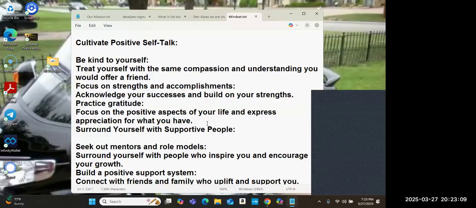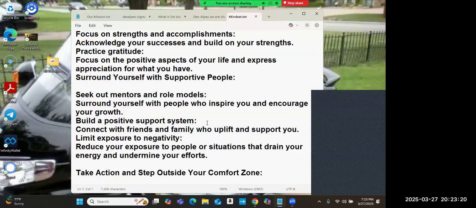Focus on strengths and accomplishments. Acknowledge your success and build on those strengths. Practice gratitude. Focus on the positive aspects of your life and express appreciation for what you have. Surround yourself again with supportive people.